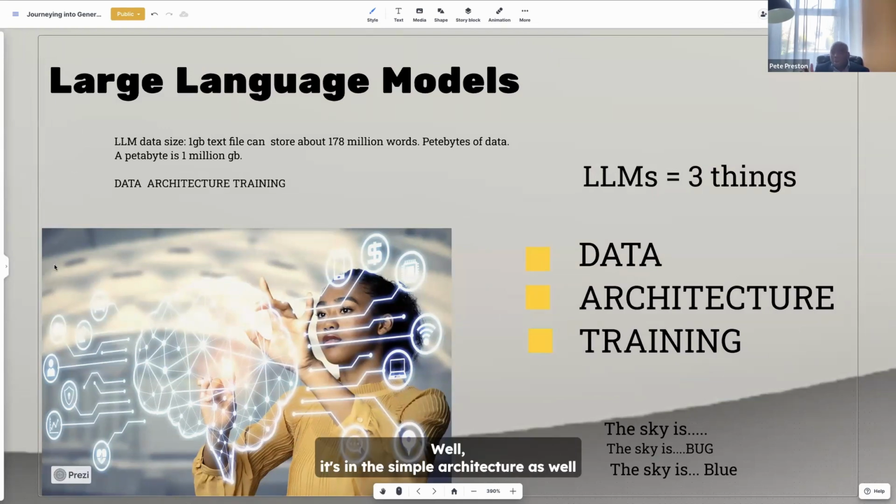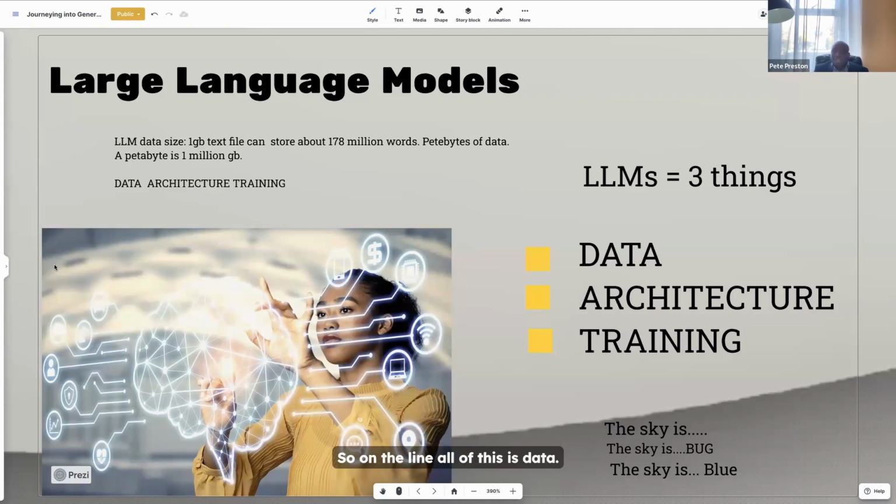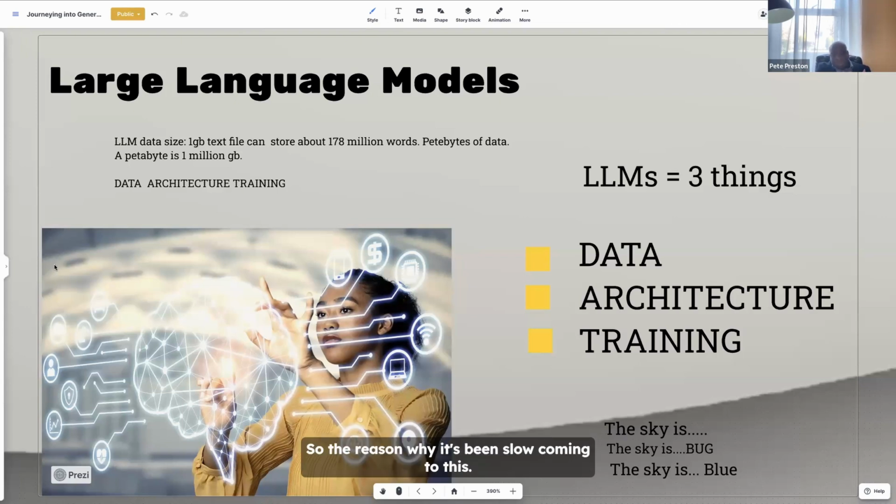But it's also a simple architecture, where for understanding, there are no large language models without data. So underlying all of this is data. The very first thing is data. The reason it's been slow coming to this period is that traditionally, we haven't had enough data to be able to give precise results.